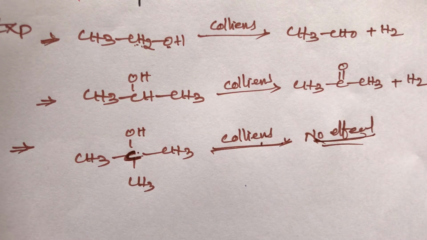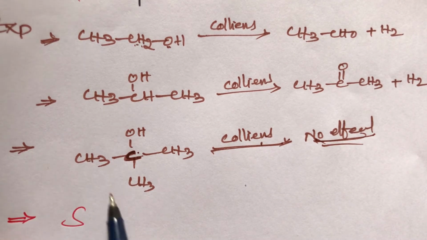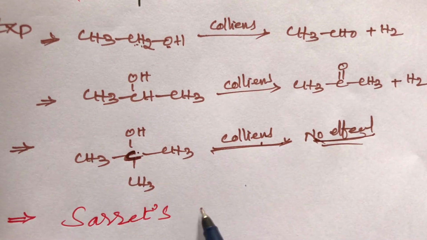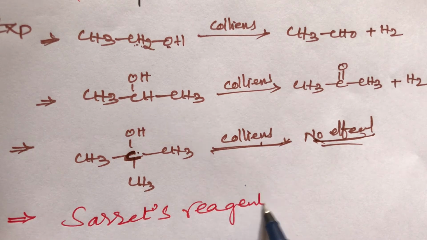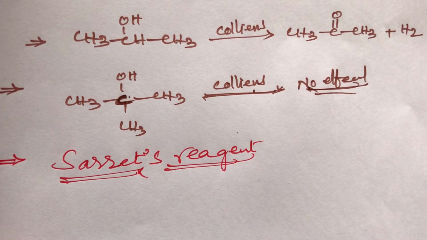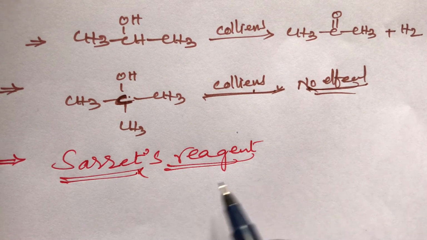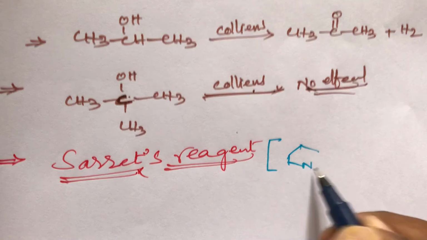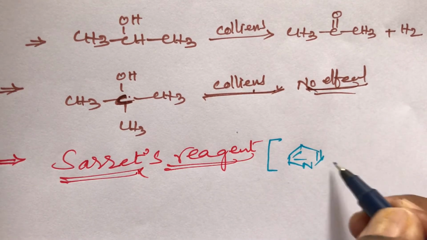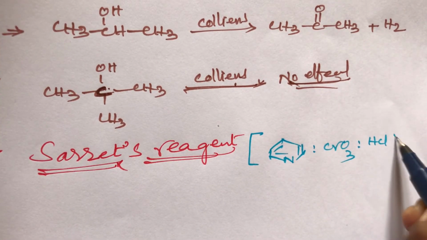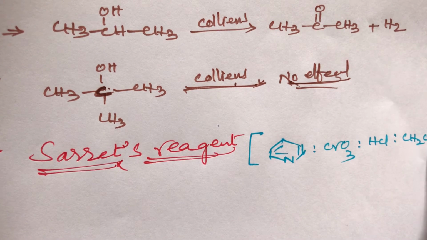Now the next reagent, student, a very important reagent, that is Sarett's reagent. It also acts as a dehydrogenating agent. What is the formula of Sarett's reagent, student? The formula is the same thing: pyridine and chromium oxide, CrO3, with hydrochloric acid, with dichloromethane, CH2Cl2.